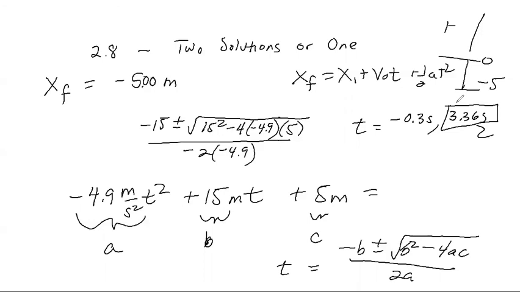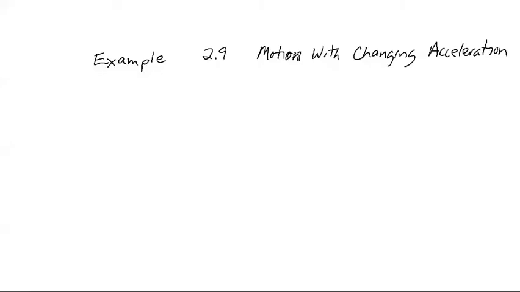Once again, this is how to solve for time, given position, velocity, and acceleration. Finally, example 2.9 is going to have a solve for velocity given a varying acceleration.